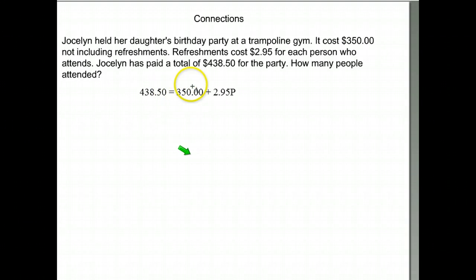So we're going to take the total and first subtract the cost of just renting the place. So we're going to subtract 350 from both sides. Okay, that leaves us with $88.50. So now we're down to the equation $88.50 equals 2.95 times the number of people. And we're going to finish this out by dividing both sides by $2.95.